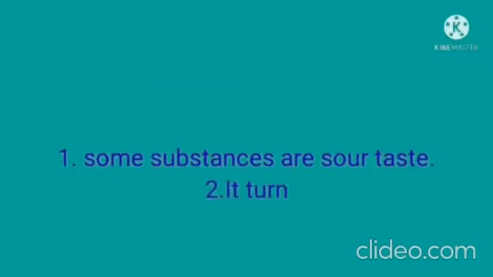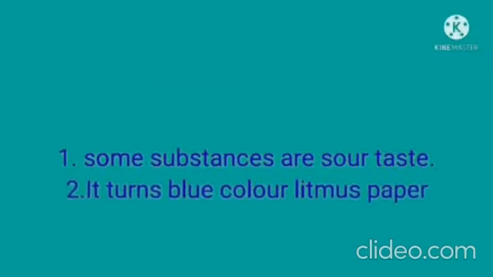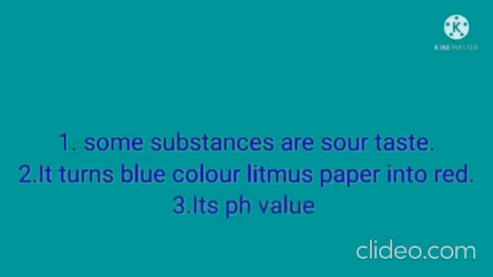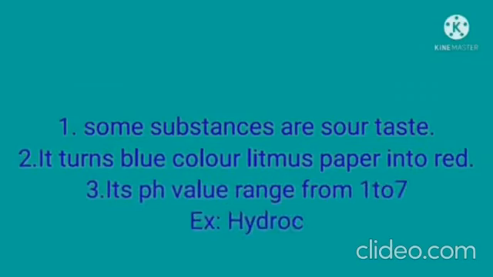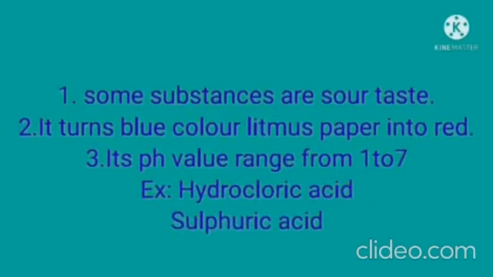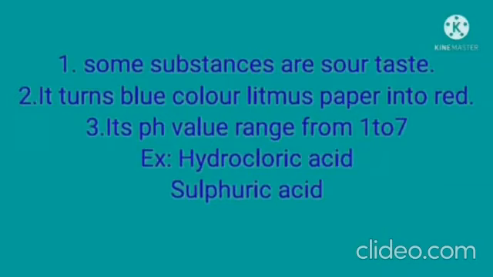Some substances have a sour taste. Acids turn blue litmus paper into red. Their pH value ranges from 1 to 7. Examples: hydrochloric acid, sulfuric acid.